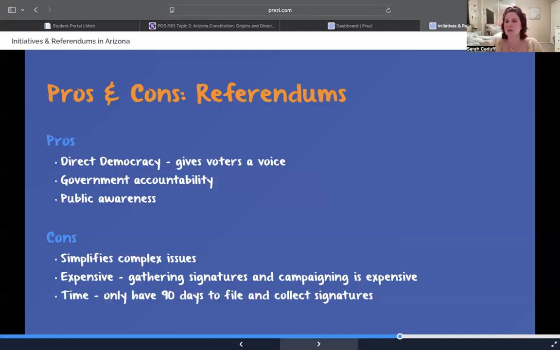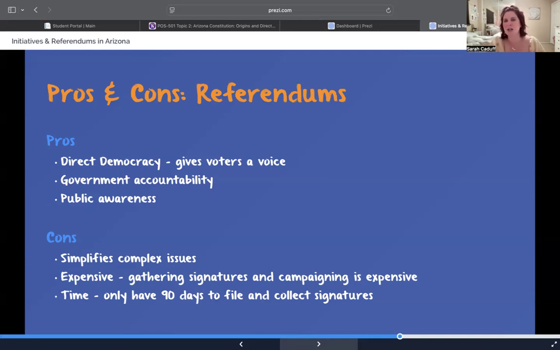Next up, we have the pros and cons of referendums. Very similar to initiatives, you have a pro, which is direct democracy. So again, you're giving that voice to your voters. Your voters are the ones that are getting the ultimate decision making. You are also holding your government accountable again. Voters are the ones saying, hey, this is what we want. This is what we don't want. You need to follow that. And then lastly, public awareness. Referendums bring awareness to the public because it's bringing these issues to light. It's making voters have to learn a little bit more before they just say yes or no.